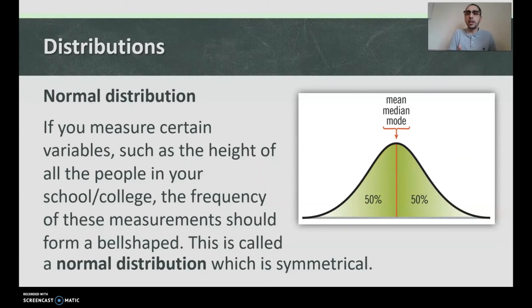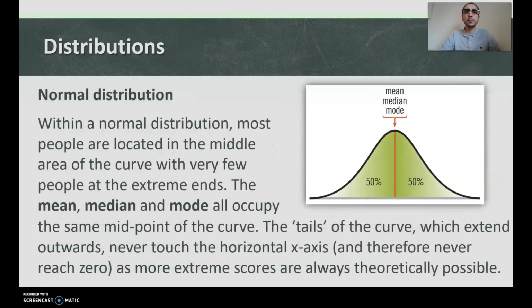There'll be a few people slightly shorter, around 5'8", 5'9", a few people slightly taller, 5'11", 5'12", and on either side, the more extreme you go, the less people there are. So for example, there's a lot less people that are going to be 4 foot, and there's a lot less people that are going to be 8 foot or something like that. Within a normal distribution, most people are located in the middle area of the curve, with very few people at the extreme ends. The mean, median, and mode all occupy the same middle point of the curve, okay?